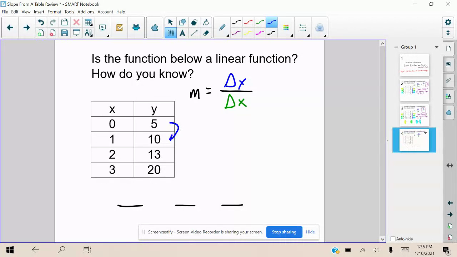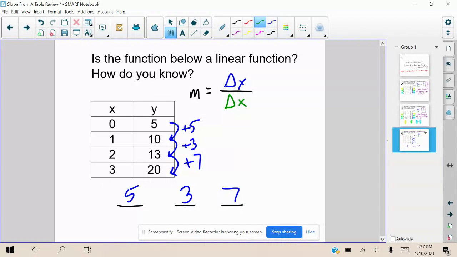My y values go from 5 to 10, which means that first change is plus 5. We go from 10 to 13, which is going to be plus 3, which again, it looks different, but it might have the same overall value. And then we're going to go from 13 to 20, meaning that we went up by 7. So that third change is going to be positive 7. Now, none of the changes in the y values are the same, but that's okay, so long as the change in x values give us the same overall value.